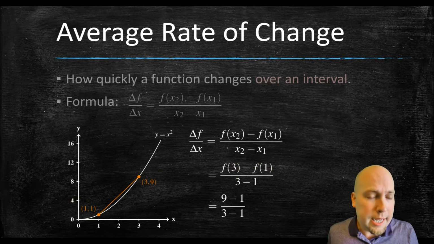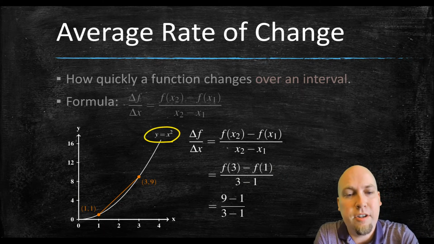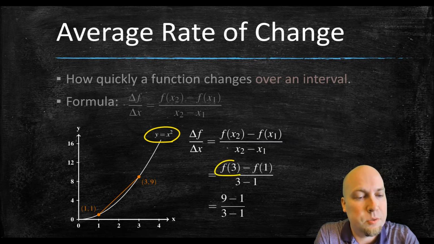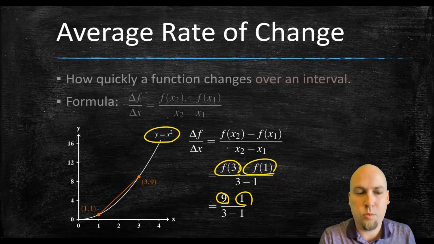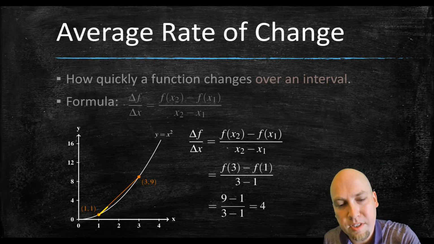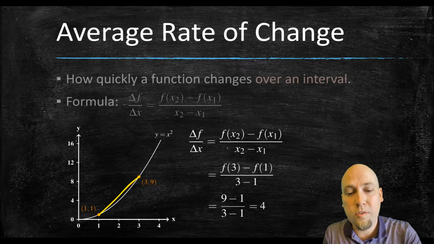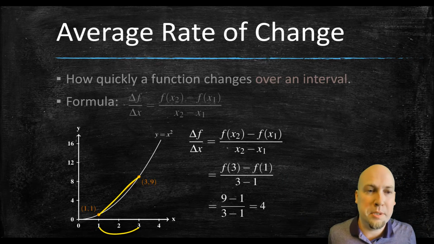Now we just compute what f of those numbers is. Our function here is just the squaring function: f of x is x squared. So f of 3 is 3 squared, which is 9, and f of 1 is 1 squared, which is 1. Now it's just 9 minus 1 over 3 minus 1. That's 8 over 2, which is 4. So the slope of this line segment here is 4. The average rate of change is 4. So over this time period between 1 second and 3 seconds, on average, the car was moving at 4 meters per second.